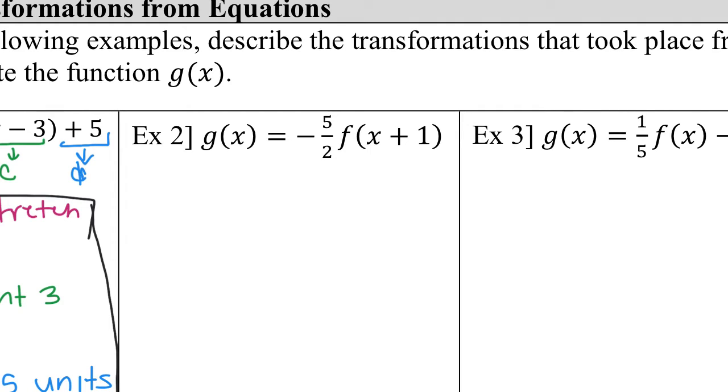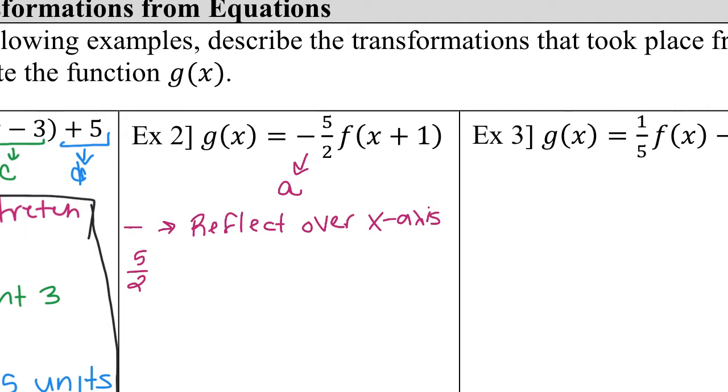So again, find your parameters. This -5/2 is our a. But there's really 2 transformations here. The negative is what makes it reflect over the x-axis. Then the 5/2, that's what controls the width. Well, 5/2 is greater than 1, so that means there was a vertical stretch by 5 over 2. That's all in the a value. So there's two things all wrapped up into one.